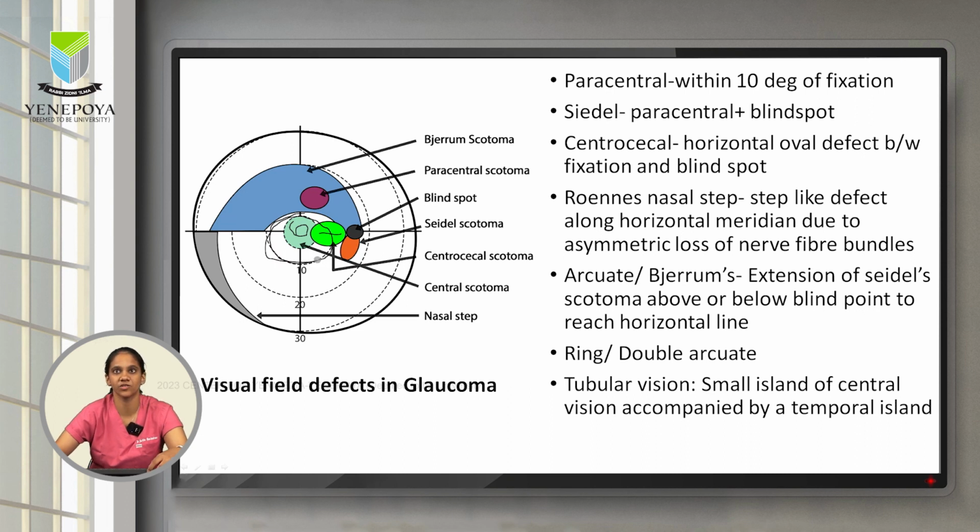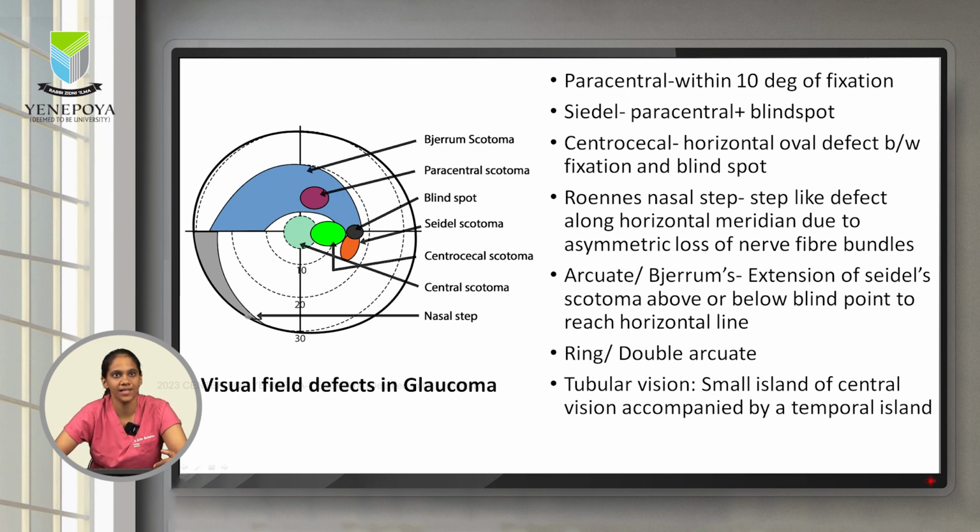So what is a cecal scotoma? You see, this is the blind spot. This black region here, this is the blind spot. Anything that involves the paracentral scotoma, that is the central 10 degrees, and your blind spot, is called a cecal scotoma.